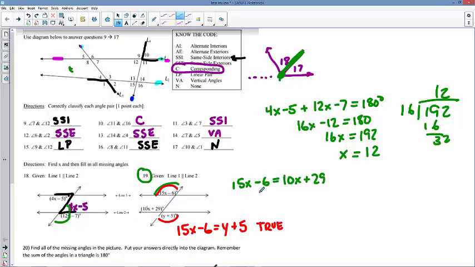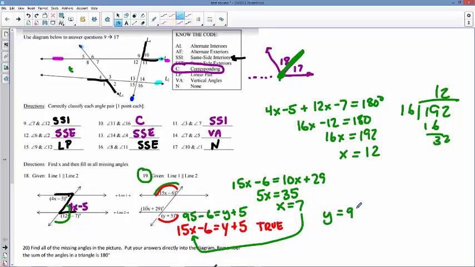So we use this one first, then we're going to solve for X. Okay, so we're going to subtract 10X from both sides. Add 6 to both sides. X equals 7. And now we're going to plug 7 back in here. And that's 95, minus 6 equals Y plus 5. Now it is solvable. Okay? And we're going to subtract, that's 89 plus 5. I think it's 94. So Y equals 94. Okay, so that's the answer to my problem, right there.